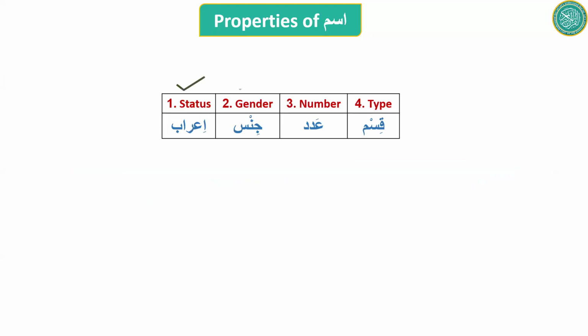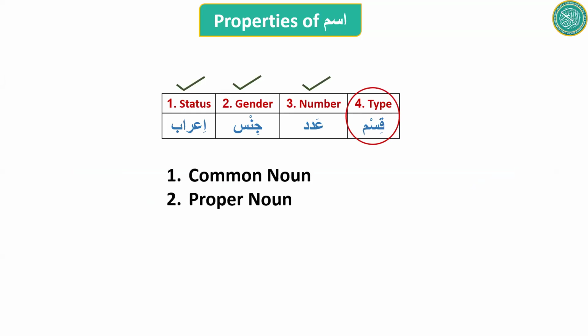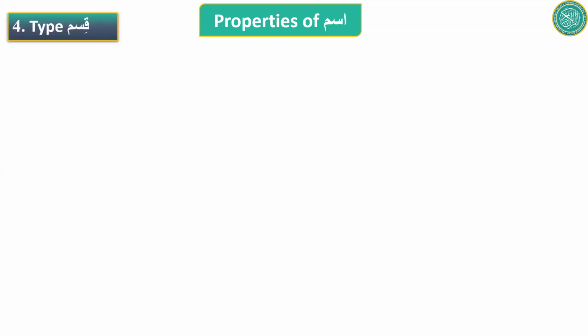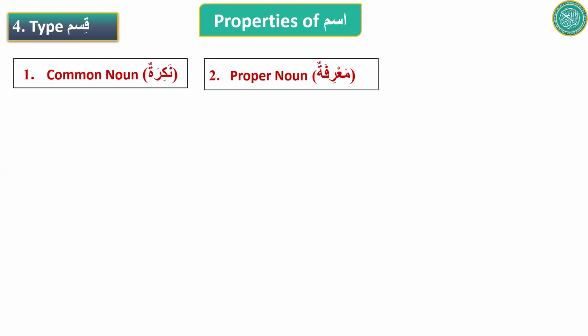Okay, last type. I'm going quickly because we have done this before. All right. The last property of ism is type. The fourth property. Very simple: common noun or proper noun. So for the fourth property, you have to tell whether it is a common noun or a proper noun. There is a similarity with gender in this property with respect to how we describe it.